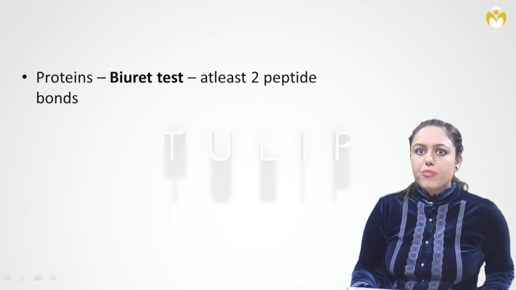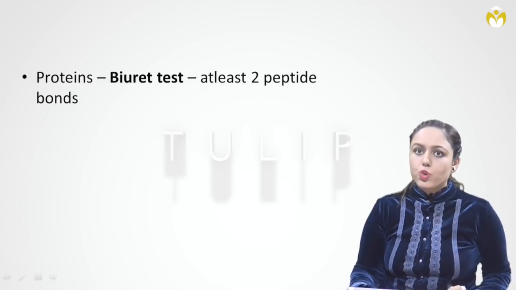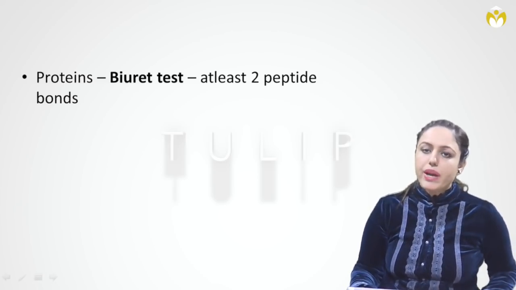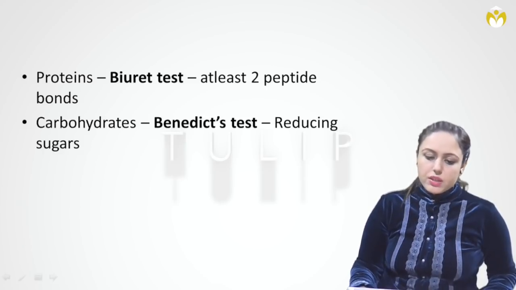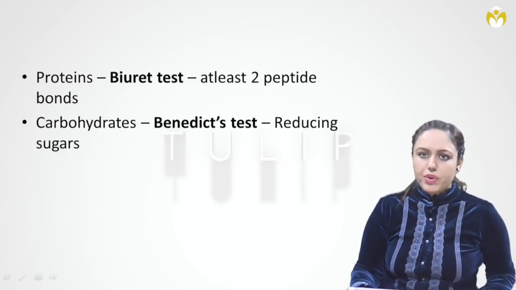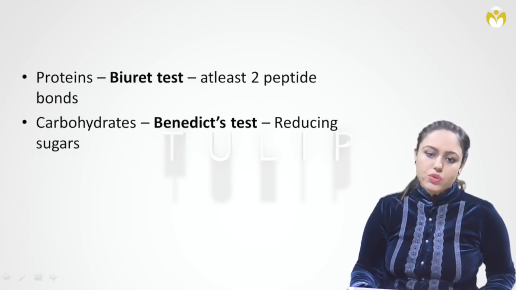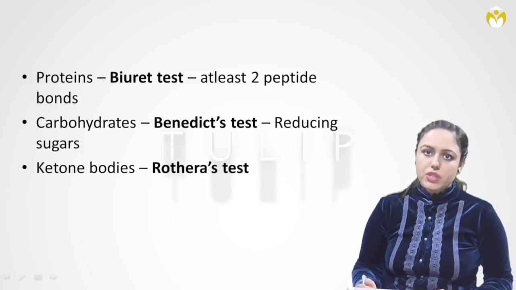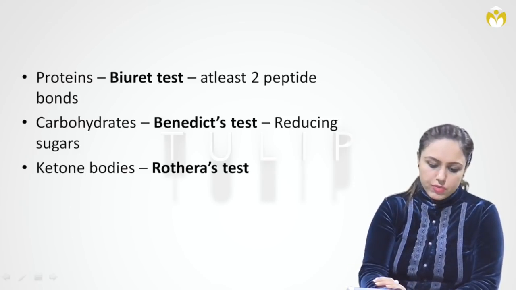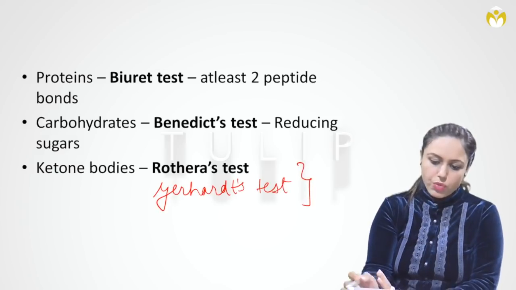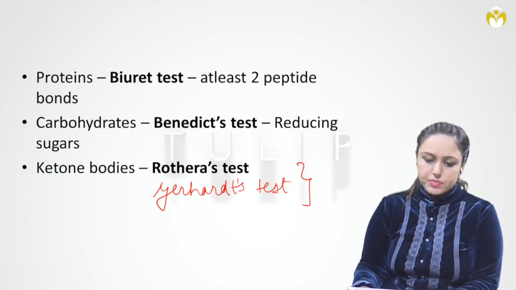For proteins, we have the biuret test, which is only positive if 2 peptide bonds are present in the protein. That is, a tripeptide will show a positive biuret test. Then for carbohydrates, the most common test performed is Benedict's test in urine, which is positive for reducing sugars. And for ketone bodies, we have seen Rothera's test, a purple colored ring, which is positive for ketone bodies. One more test for ketone bodies is Gerhard's test. Both these tests are for ketone bodies, Rothera's and Gerhard's test.